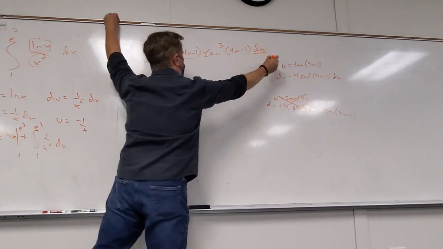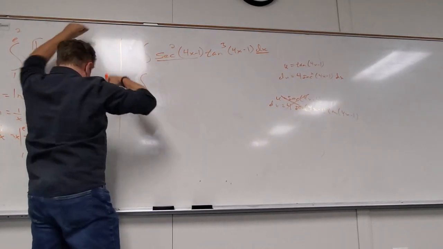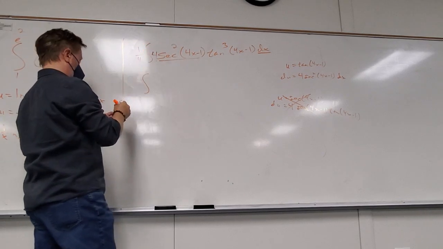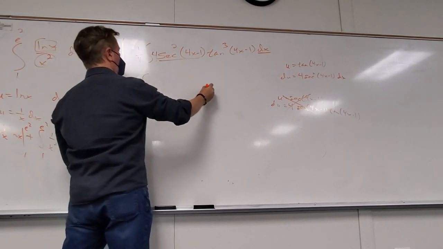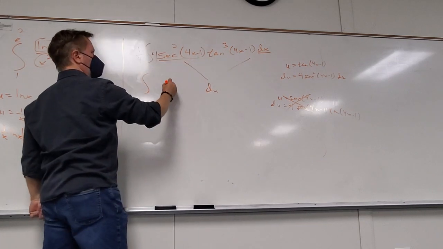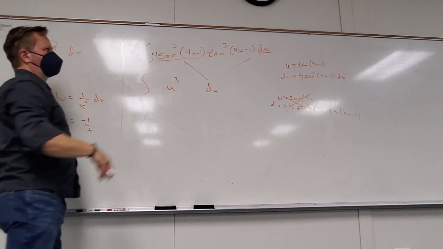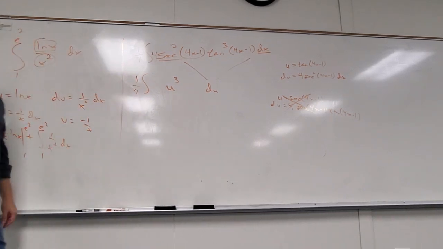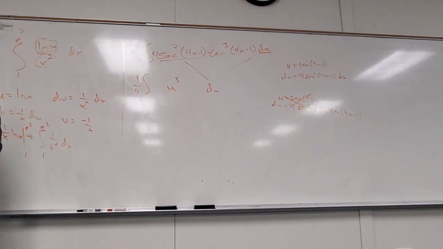So this is almost du. I just have to do it. Look at that. Now that's du. And this is u cubed. That's silly, I know. Don't forget your 1/4. Okay, and then so on. Easy.